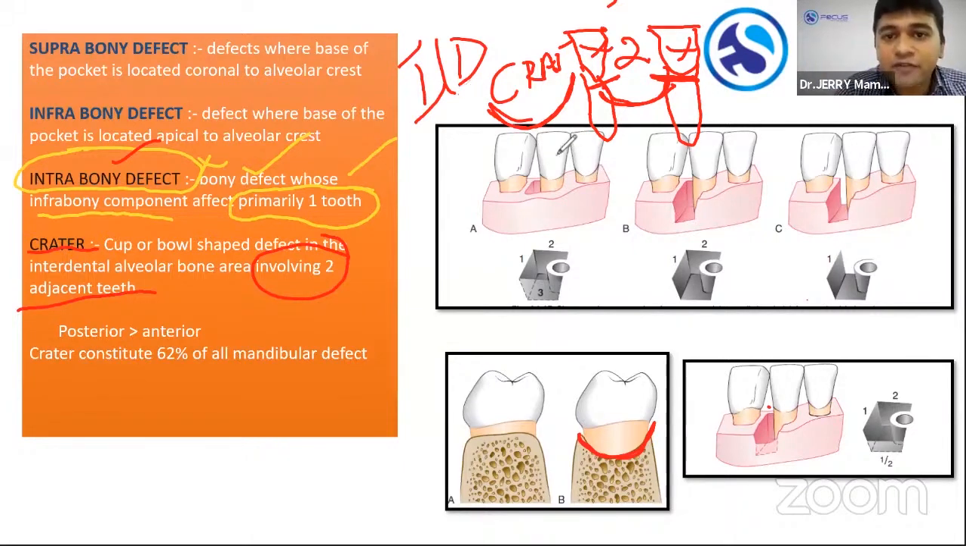Whereas our intra-bony defect affects this tooth here, and the adjacent tooth is protected. In a crater, both tooth surfaces are involved. That is why it is separate from an intra-bony defect: because it involves two adjacent tooth surfaces, this tooth surface and this tooth surface. I hope that is clear.